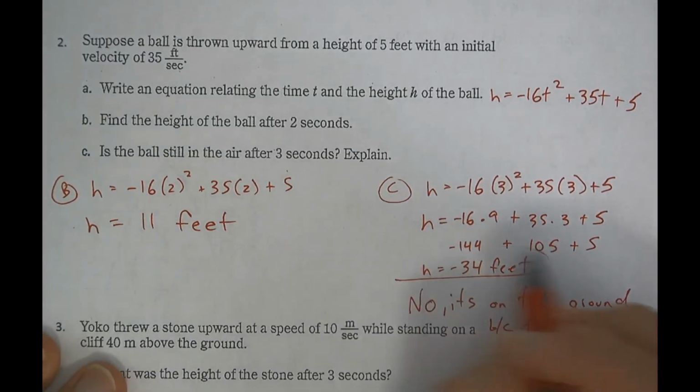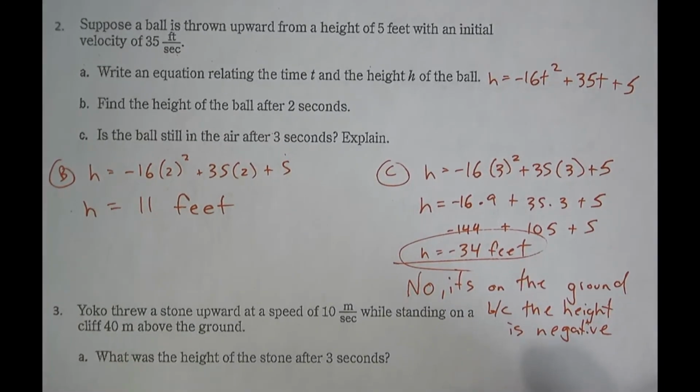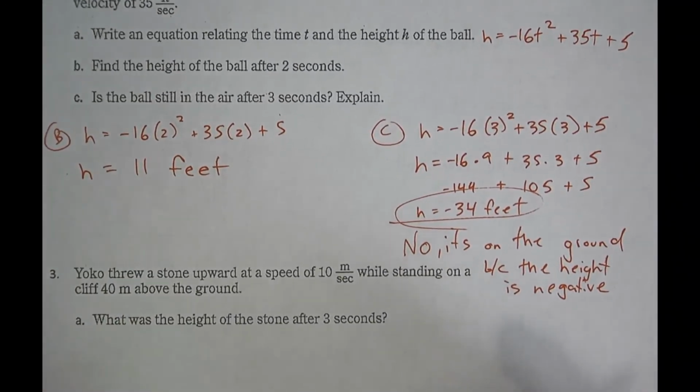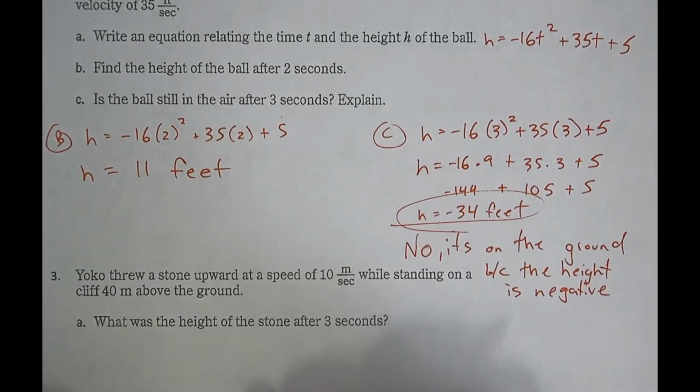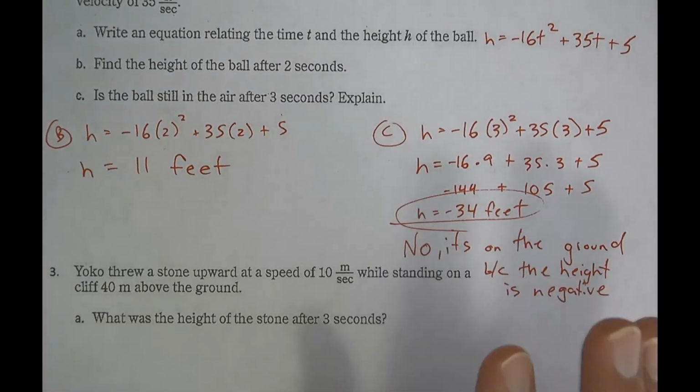So if our height is a negative number, unless we're throwing it off the side of a cliff where it could go below our starting height, still be in the air. That's the one special situation. But in general, if we get a negative height on this, that means it has hit the ground already. When it gets to 0, it has hit the ground.